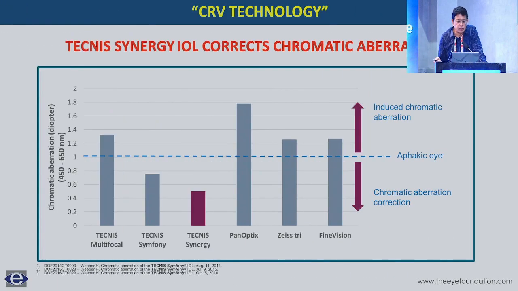And this is the slide showing you the chromatic aberration. As you can see over here, for the Technis Symphony, the dotted line actually represents the chromatic aberration of the aphakic eye. And when you implant some of the more common lenses, the multifocals as well as the trifocal lenses, essentially they increase the amount of chromatic aberration that is there in the eye. But with the Technis Symphony and the Technis Synergy, because they have negative chromatic aberration, you find that the chromatic aberration subsequent to the implantation of these lenses is reduced.